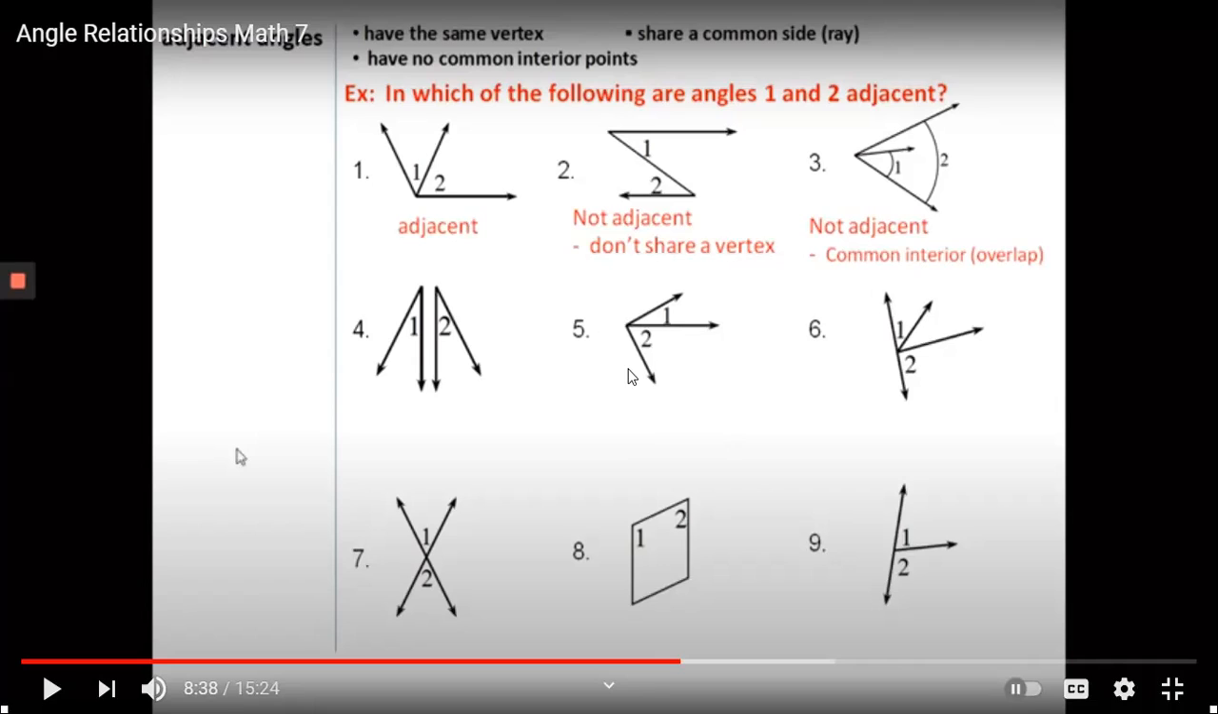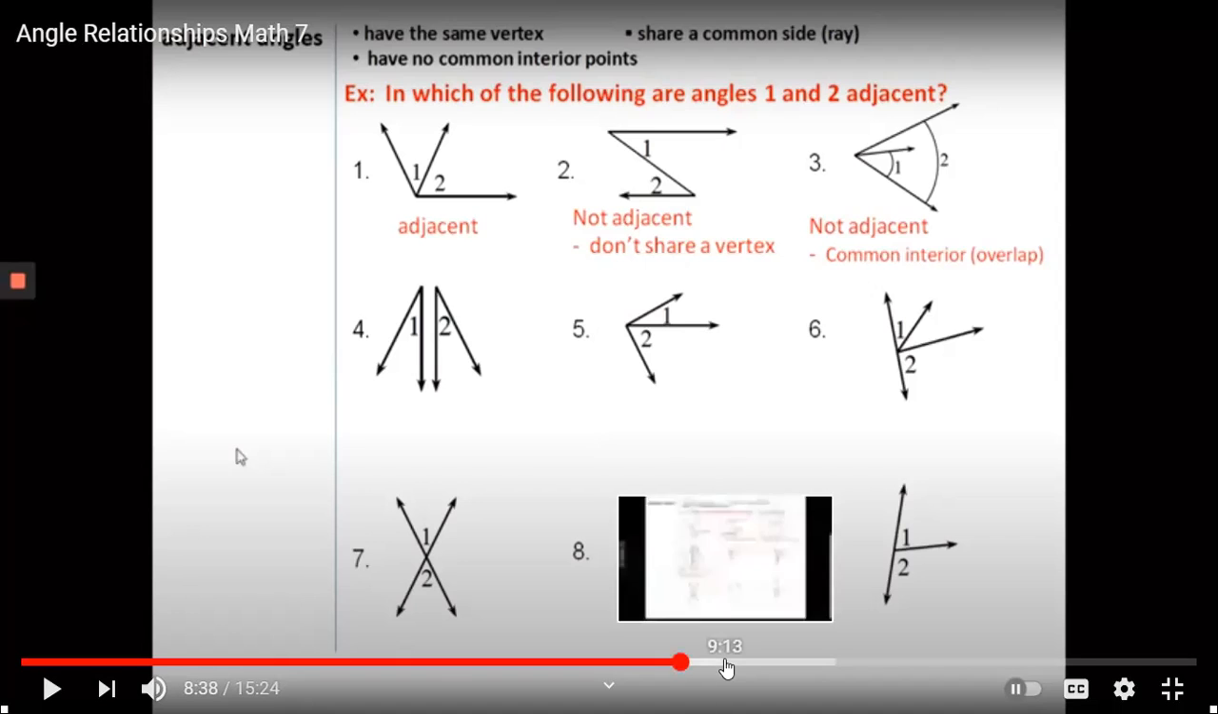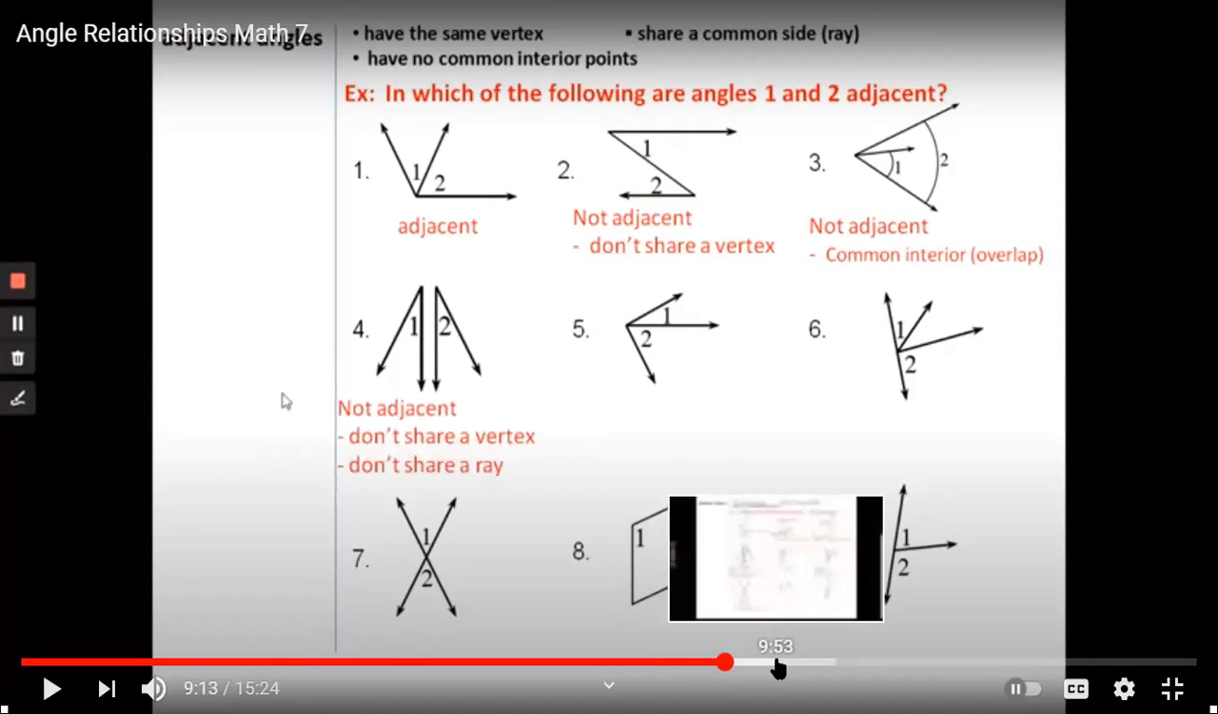What about number 5? Adjacent or not? 5 is adjacent. Thank you. What about number 6? Not adjacent. Thank you. What about number 7? Not adjacent. Thank you. What about number 8? Not adjacent. What about number 9? Adjacent. Thank you.